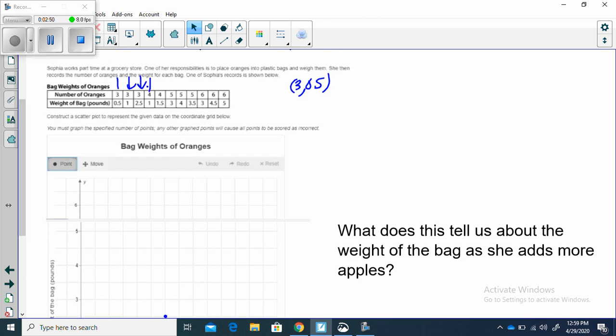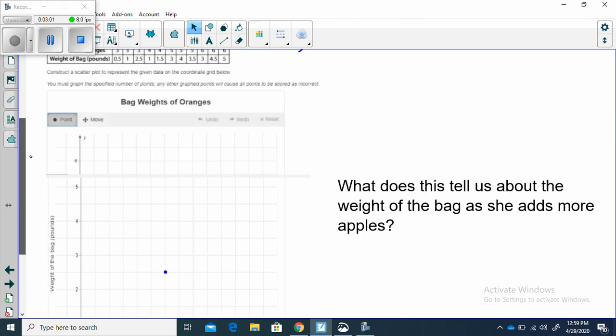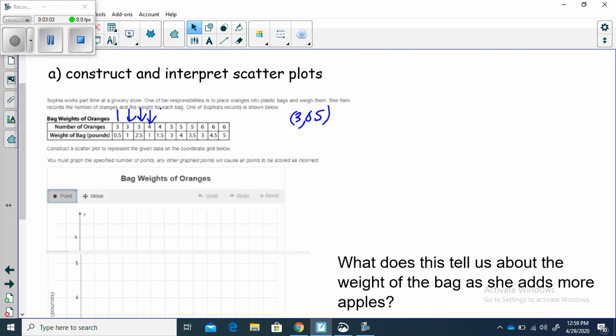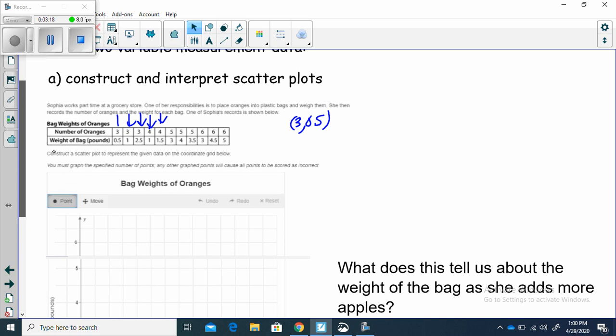Then at 4 oranges, we had really small oranges. It only weighed 1 pound. Those are some really small oranges, right? Okay, 4 oranges, 1 pound. Okay. Another one she had 4 oranges, and they all weighed together 1.5 pounds. So 4 oranges, 1.5 pounds. See how we're plotting these? 1.5 pounds, because that's your weight. Now let's look at the next one.